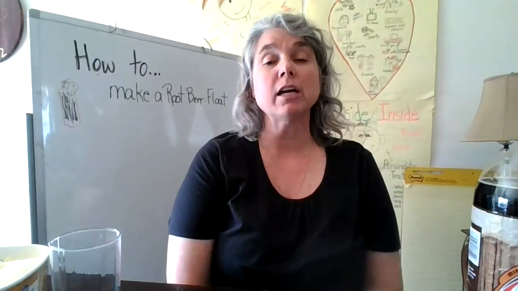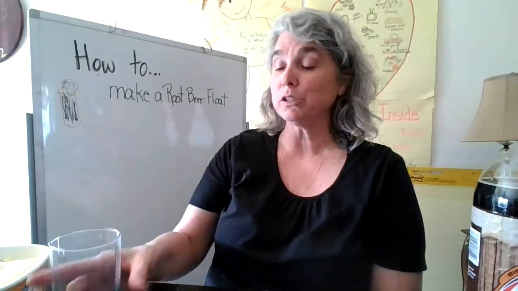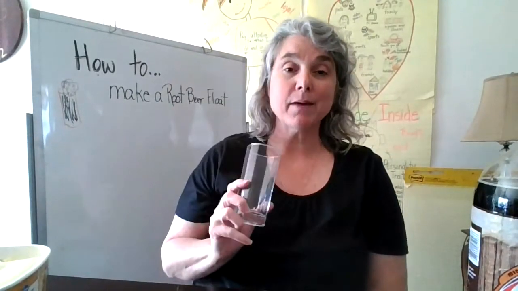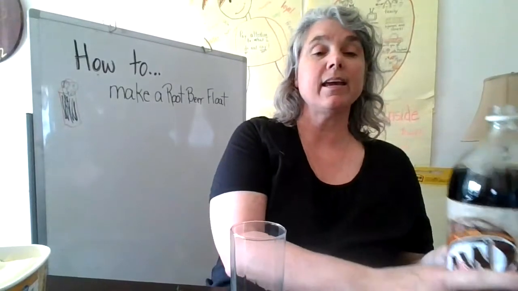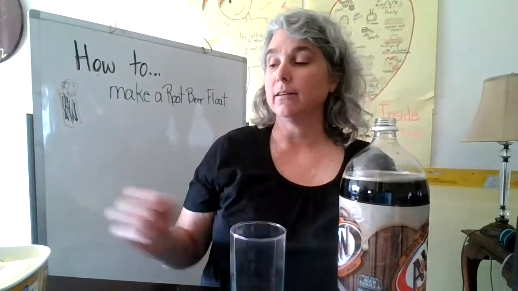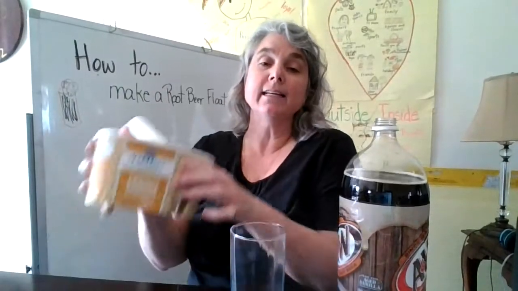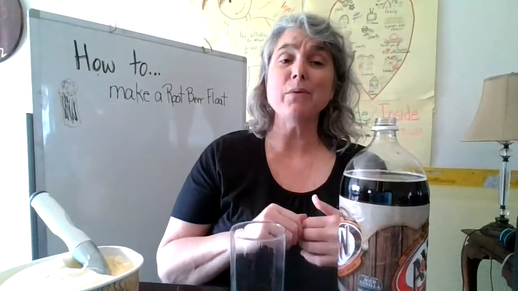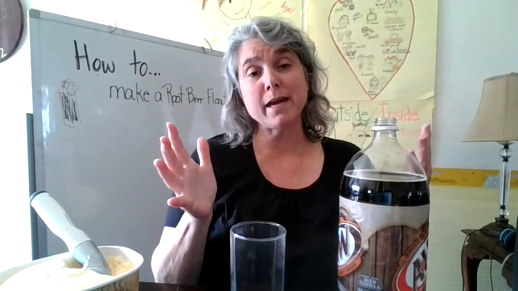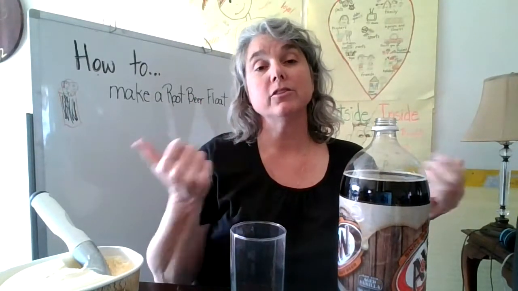So today we're going to talk about making a root beer float. The first thing I need is my glass. That's right. Then, second thing, some root beer. Lastly, I need some ice cream. I prefer vanilla.